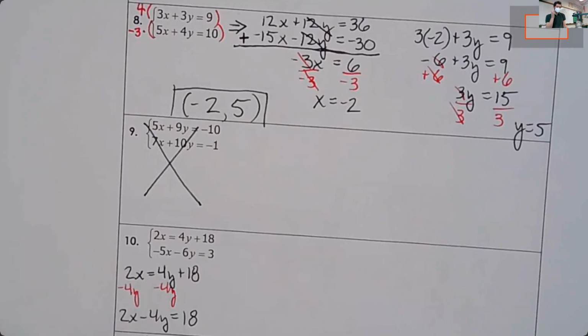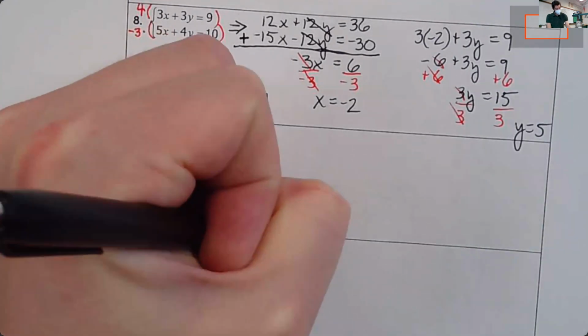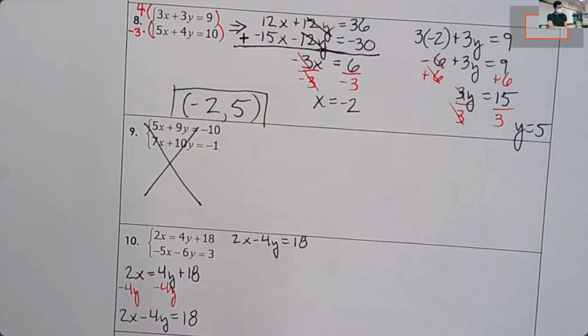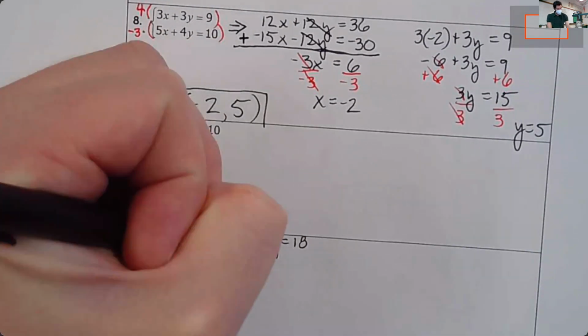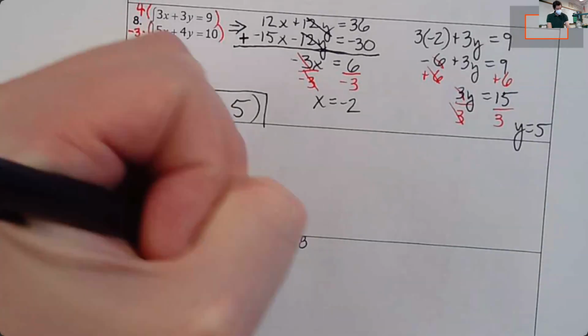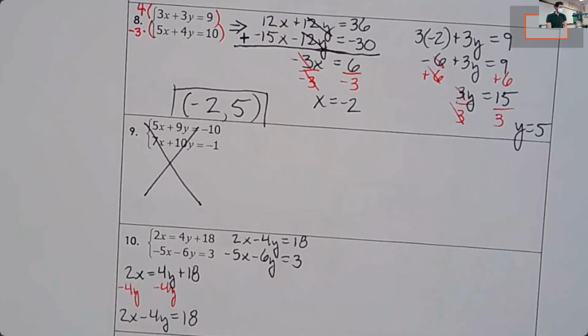So we adjusted that first equation. So we got 2x minus 4y equals 18. And then the second equation we'll keep the same for now. So negative 5x minus 6y equals 3. So everything is lined up. X's over x's, y's over y's, numbers over numbers. The issue that we run into now is that we don't have any of the same numbers in front of x or in front of y.